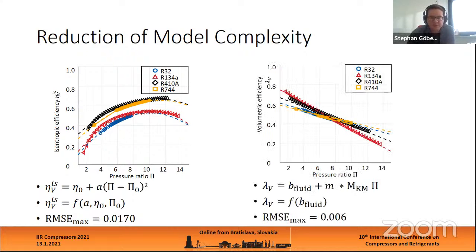For the volumetric efficiency, of course, we use the linear approach, but we also take the molar mass into account. So that the parameter M is not fluid dependent. It's the same for all 4 fluids. In this case, the correlation would be only dependent on 1 fluid-dependent value. And also here, the RMSE is quite low.